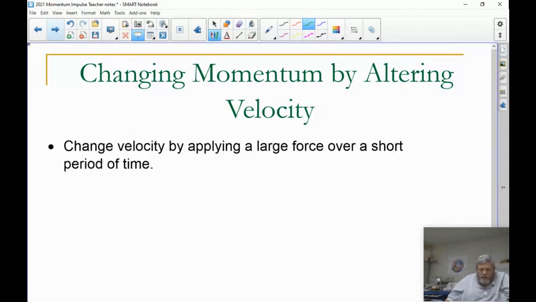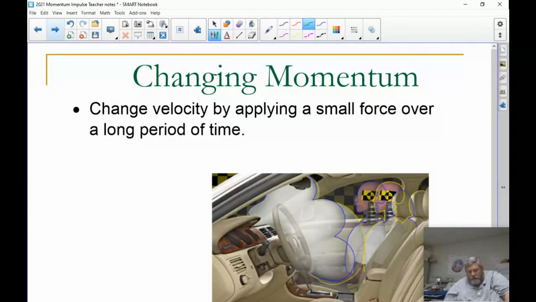That would be kind of like if you have a baseball hit you in the head, the velocity is going to change over a very short time, so the force is going to be really, really large. Or we could use an airbag. An airbag increases the amount of time things are in contact, and so it's a smaller force over a long period of time.